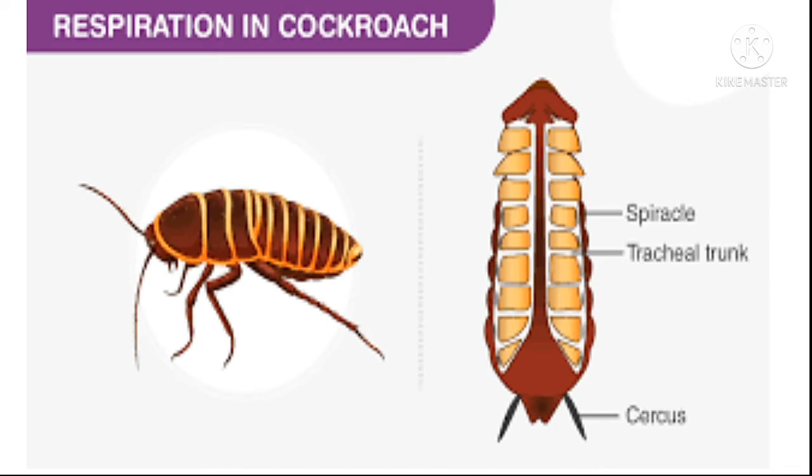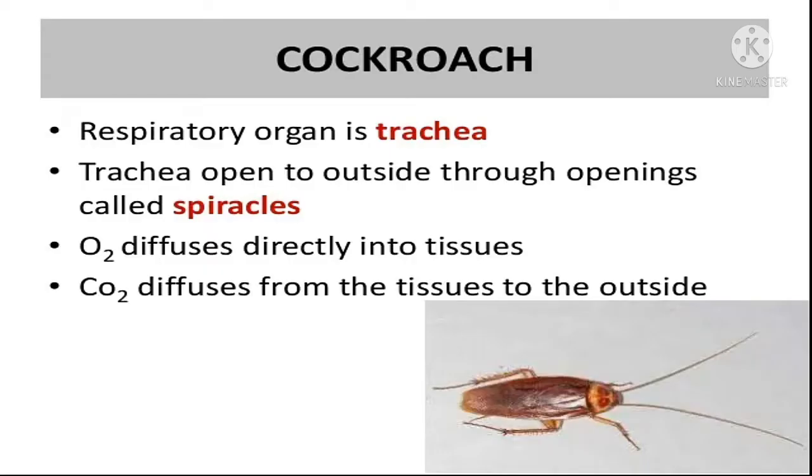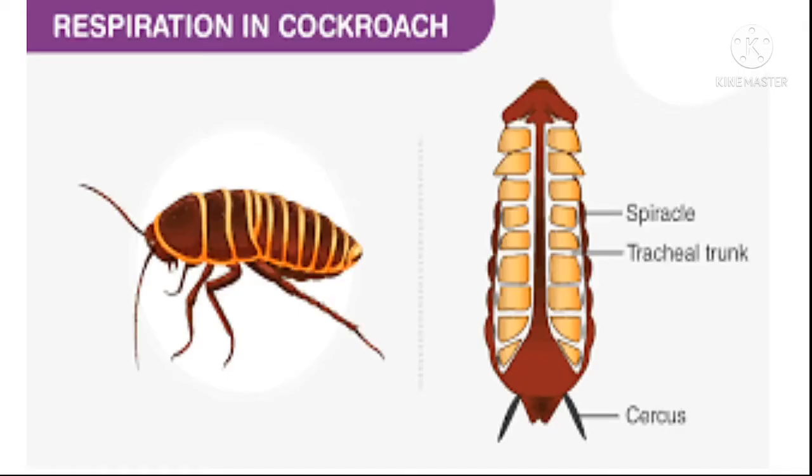Now let's deal with the cockroaches. Respiration in cockroach. You can see in the picture a structure called tracheal trunk and spiracles. These help in the respiration in cockroaches. The respiratory organ in the cockroach is called trachea. It is a network of tubules spread all over its body. These are known as trachea. These open to the outside through openings called spiracles. You can see in the picture, the trachea is a network of tubules and they open outside through the openings called the spiracles.